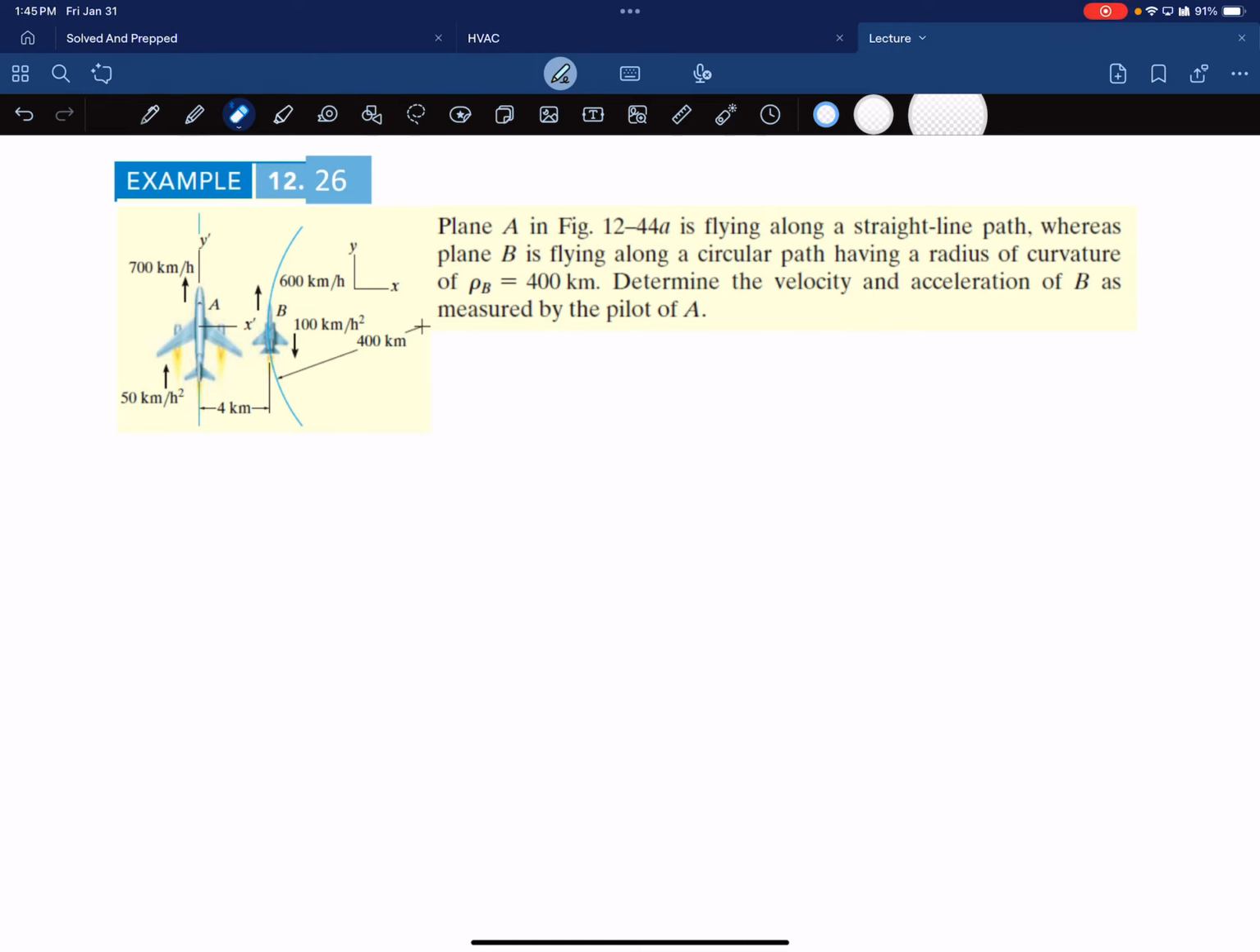All right, so for this one, we have two planes, one is flying along a straight path and the other one is flying along a circular path. And we're trying to determine velocity and acceleration of B as measured by the pilot of A. So we're trying to determine the velocity and acceleration of B with respect to A.